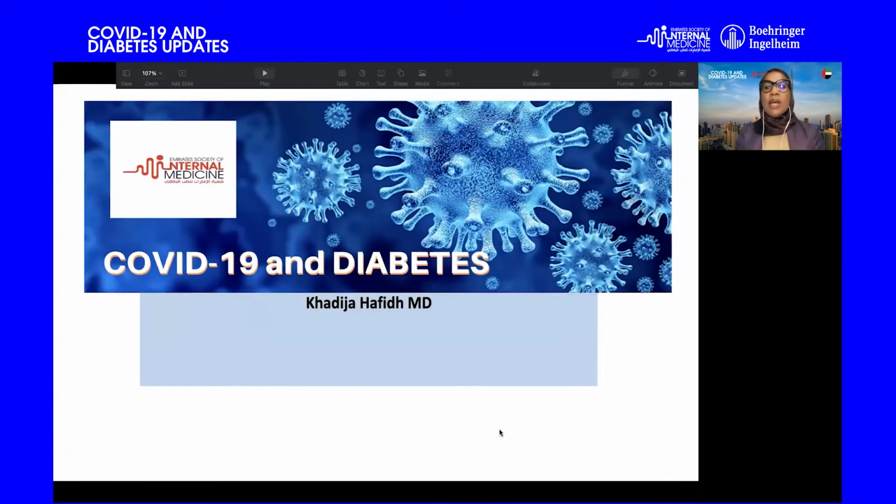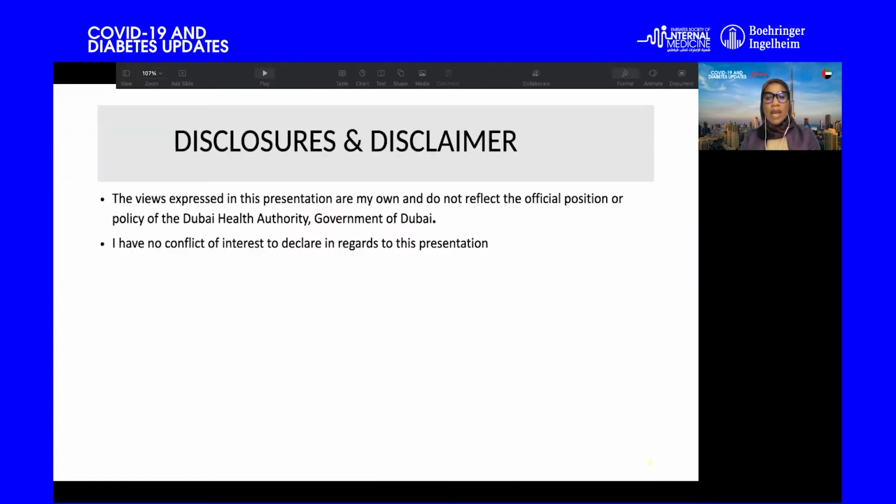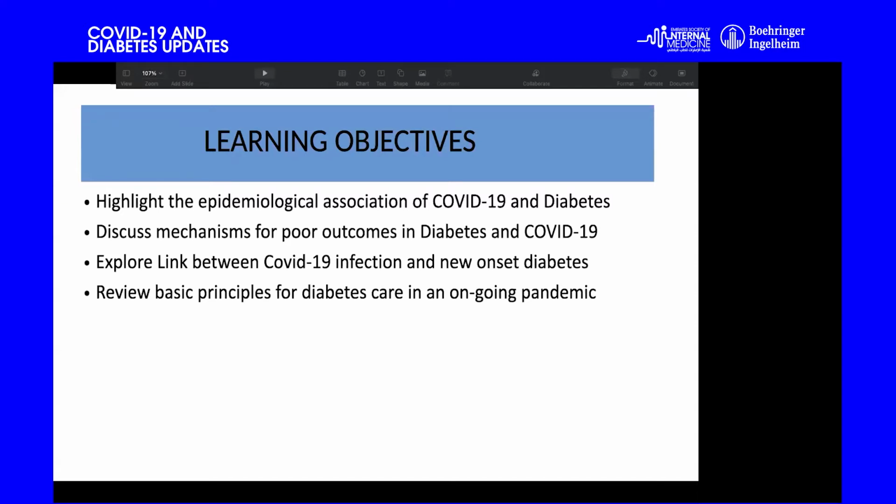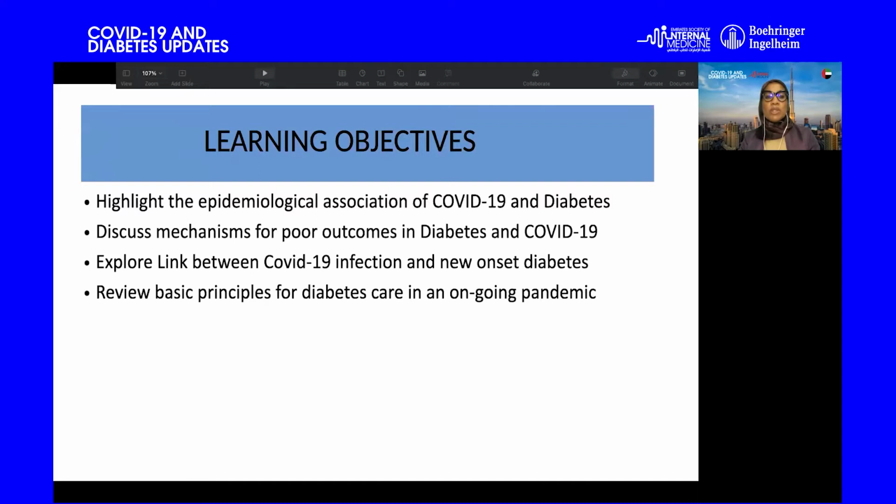Okay, there we go. So what we'd like to do today is talk about the risk of COVID-19 in patients with diabetes and some of the mechanisms for poor outcome. To start with, these are my disclosures, and I don't have any conflict of interest in regards to this presentation. And our learning objectives will be to first highlight the epidemiological association of COVID-19 infection in individuals with diabetes.